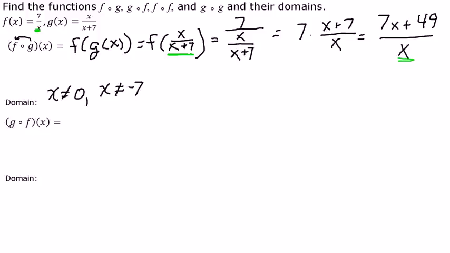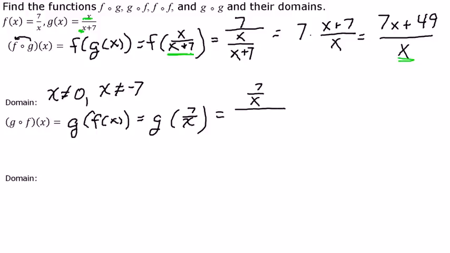Now we have the other composition, g composite f of x. So we're going to take the g function and plug f of x into it. That means we take g and plug in 7 over x wherever there's an x. So we're going to go up here to g and put a 7 over x in these two places where there's an x. So we have a 7 over x in the numerator and a 7 over x plus 7 in the denominator. So that's the composition. We just have to simplify it.